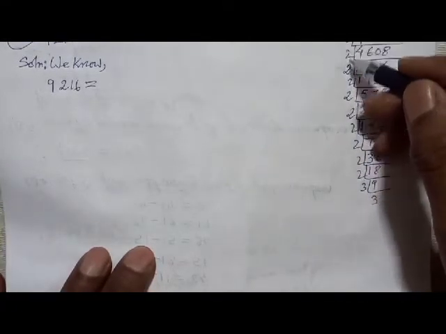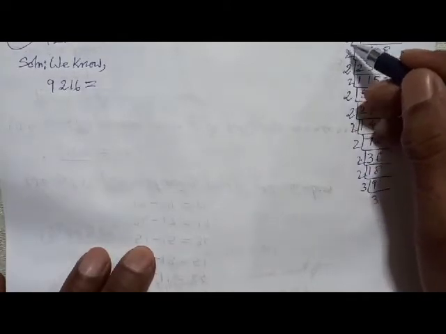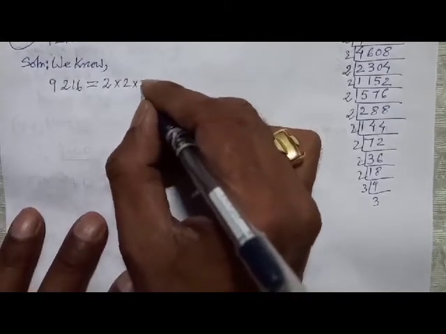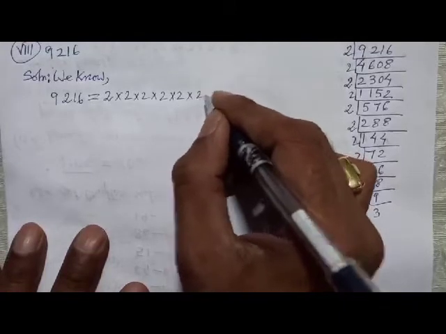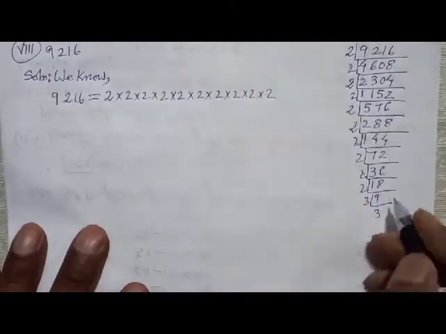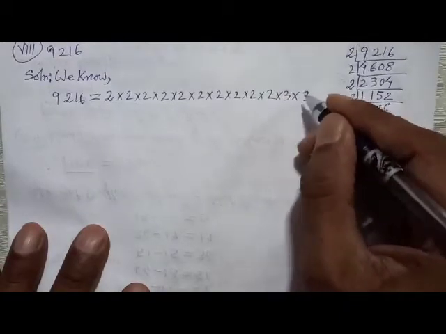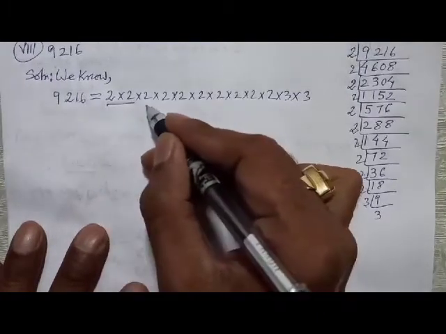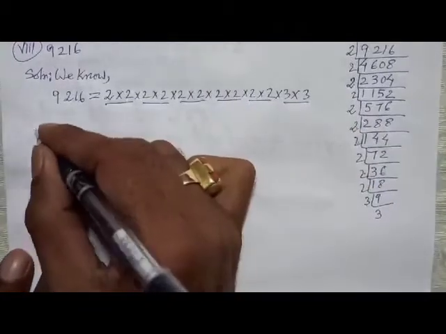Let's count the number of 2's. 1 2 3 4 5 6 7 8 9 10. 2 is 10 times. Then 3 two times, 3 and another 3. Let us pair off the equal factors. This is a pair, this pair, this pair, this pair, this pair, and the 3 pair.